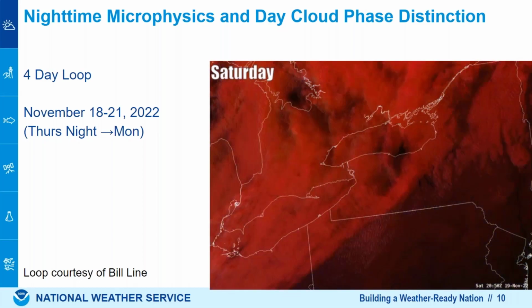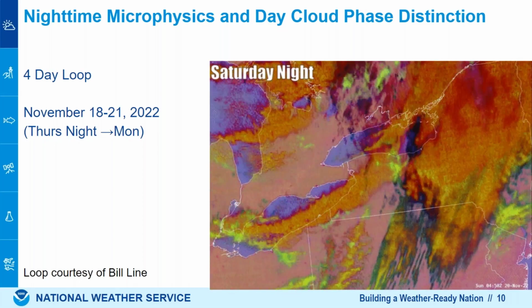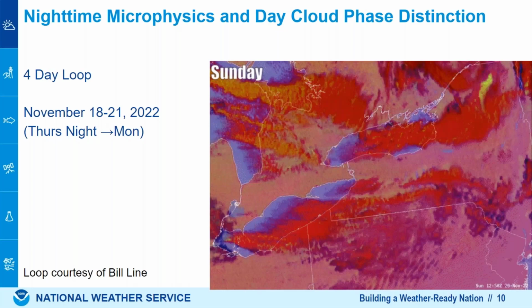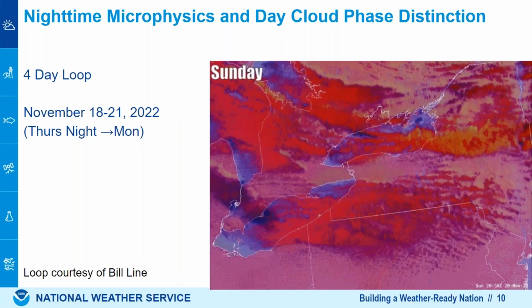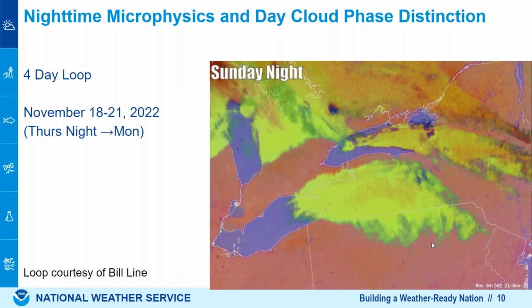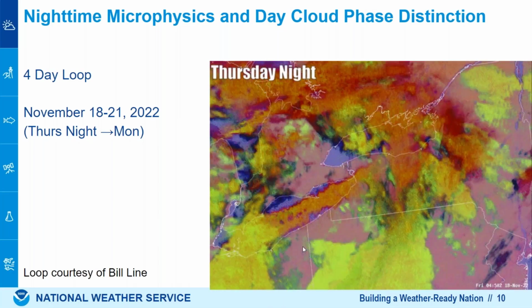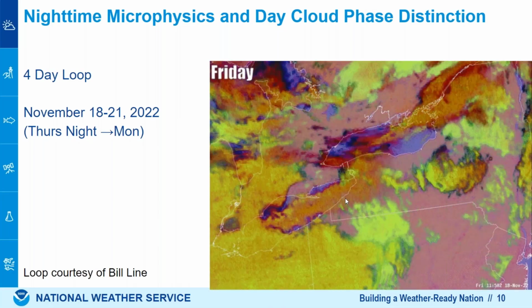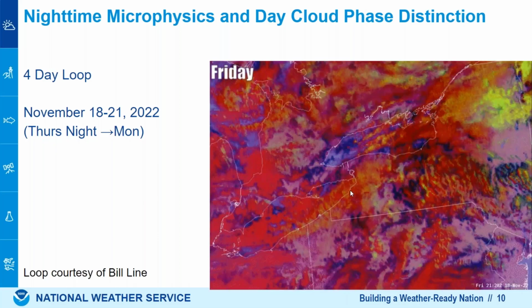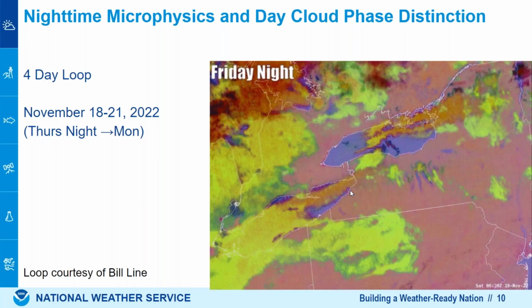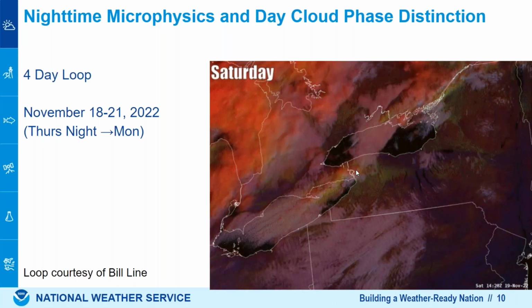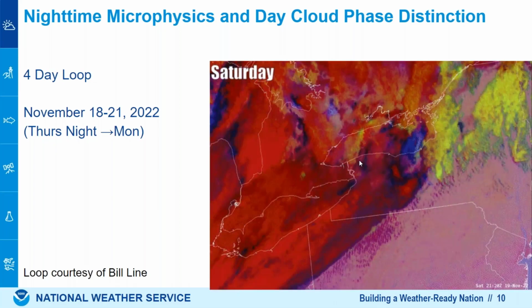What you can see here, let it go around to the beginning again. Let me get it back to Thursday night, and I'll talk my way through it. So as the lake band starts, you can clearly see it in those orange colors. We get to the daytime cloud phase distinction and it moves off to the north overnight into Saturday.